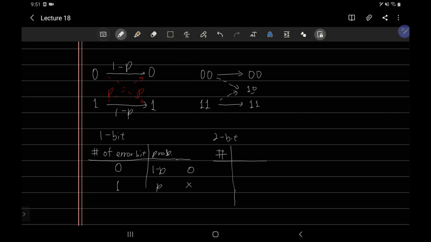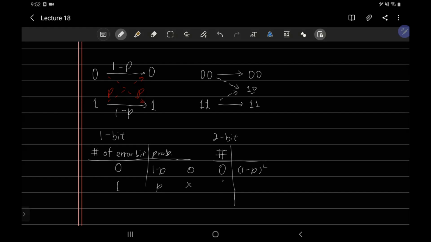And then let me also make a table similar to the 1-bit case. So in this case, what is the probability that there is zero bit error during this transmission? The first bit should be correctly transmitted, and then the second bit also should be properly transmitted. So the probability that there will be no error bit is (1 minus p) squared.